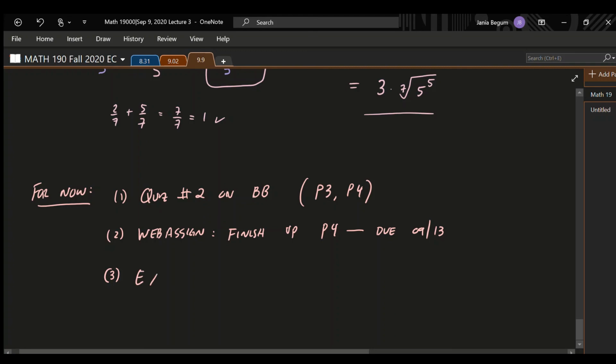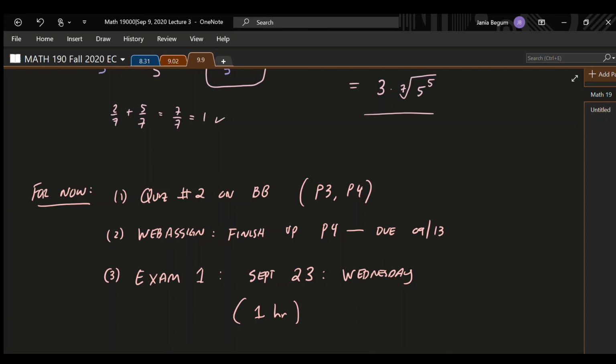And then the last thing I want to give you an update on is our first exam. We're going to have our exam 1, and I'm putting this on the schedule for September 23rd. That's a Wednesday. So the exam is only for 1 hour. And I'll give you more info next week. I haven't thought about what's going to be on it yet. So I'll give you the topics and how many questions next week, and to prepare yourself for the exam, you study homework questions. Those are good practice, so make sure you do that.